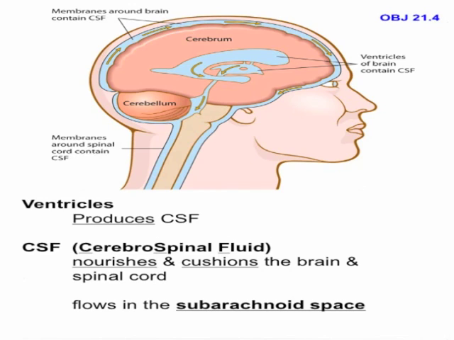Next is the ventricles. These are the spaces or canals in the middle of the cerebrum. The ventricles produce the CSF. The CSF, or cerebrospinal fluid, nourishes and cushions the brain and spinal cord. CSF flows in the subarachnoid space.